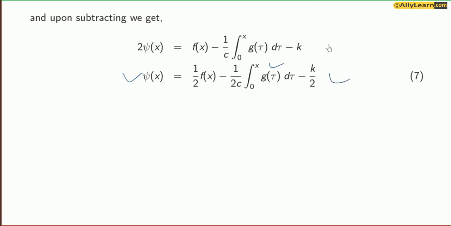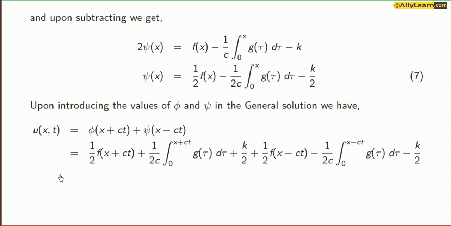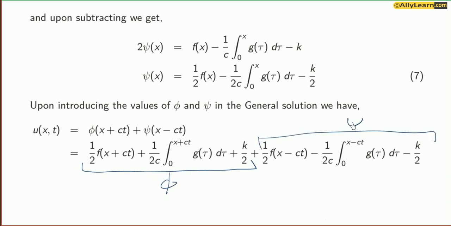So friends, after obtaining the values of phi and psi, the next step is to introduce these values in the general solution to get our final solution. So next step is to introduce the values of phi and psi in the general solution. Now this was the general solution you must be remembering. Now we will be just putting the value of phi that we obtained on the previous page and psi that we obtained over here. Upon introducing these values, we get this expression. In this expression, this is the value of phi and this is the value of psi.